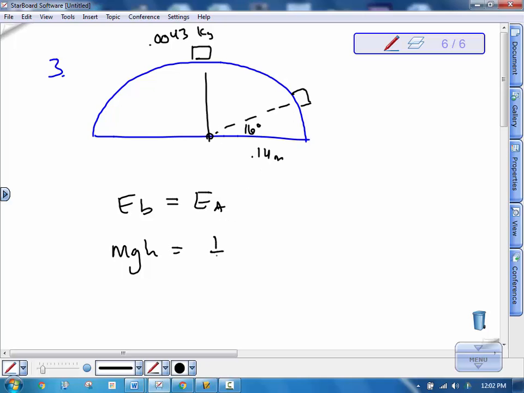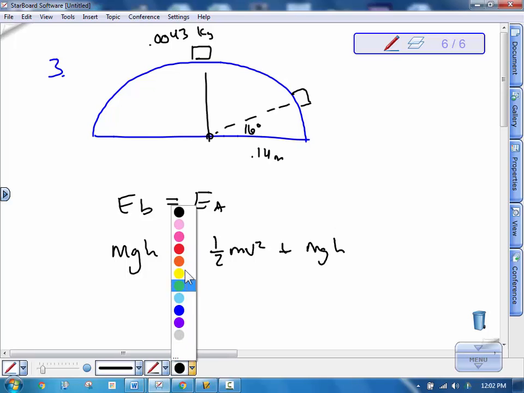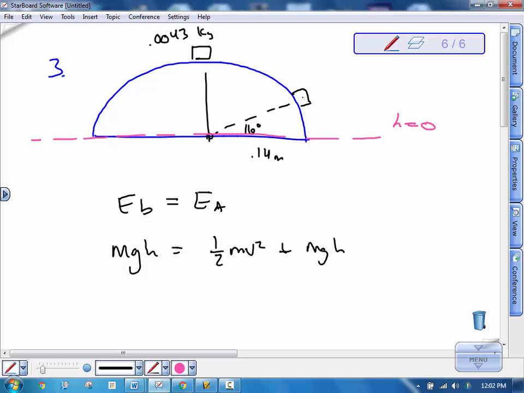Afterwards, at this spot, it has both kinetic, 1/2 mv squared, but it also has potential energy if we call this our reference line, which we're going to do. I'm going to call this my reference line, height 0, so that any height above that has some gravitational potential energy as well.